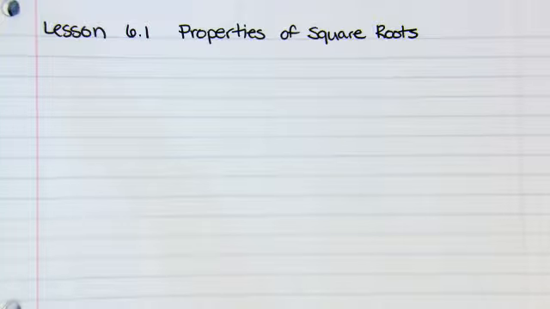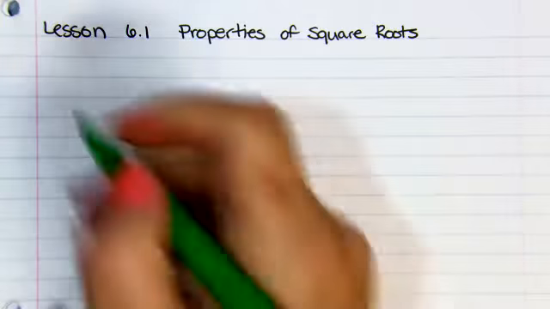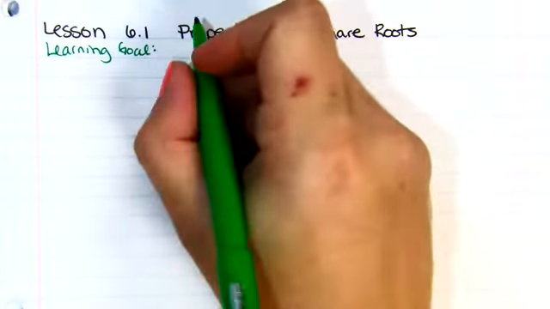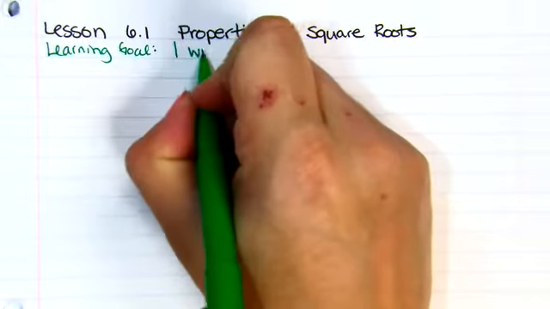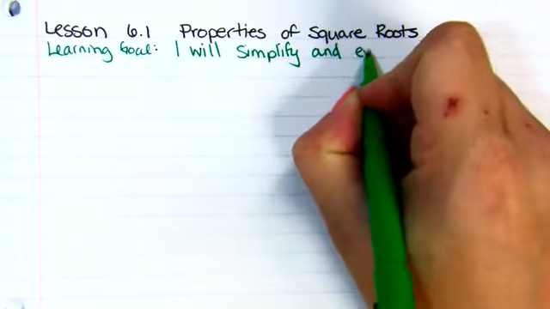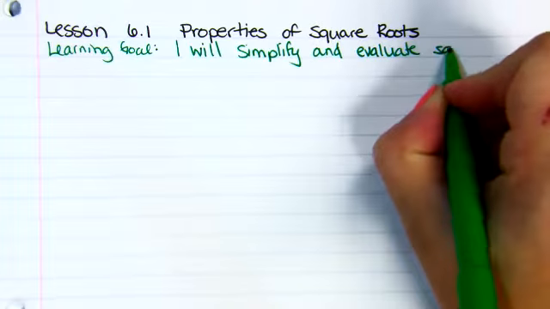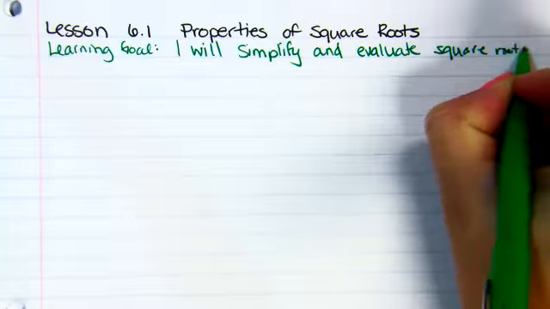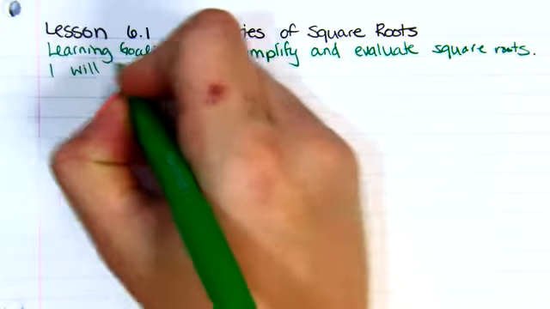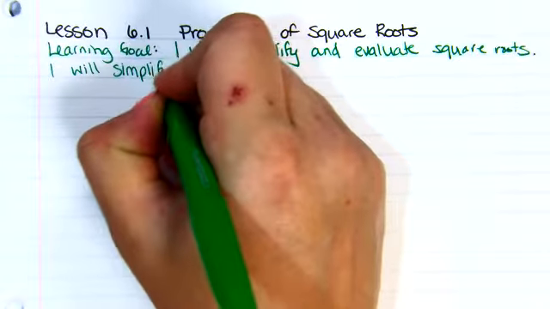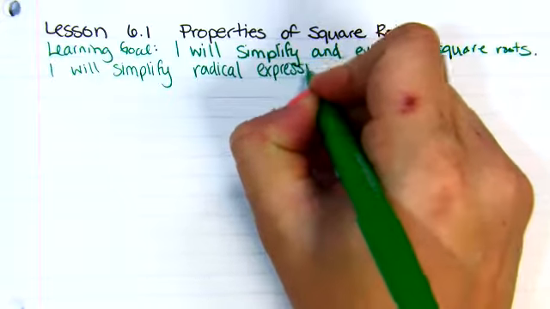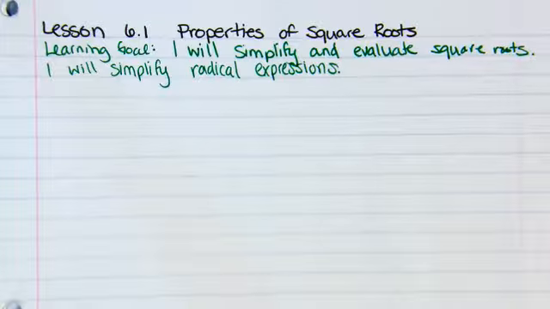Starting off chapter 6, we are going to be talking about properties of square roots. So our learning goal for today is I will simplify and evaluate square roots. And I will simplify radical expressions. So that's what we're shooting for today.